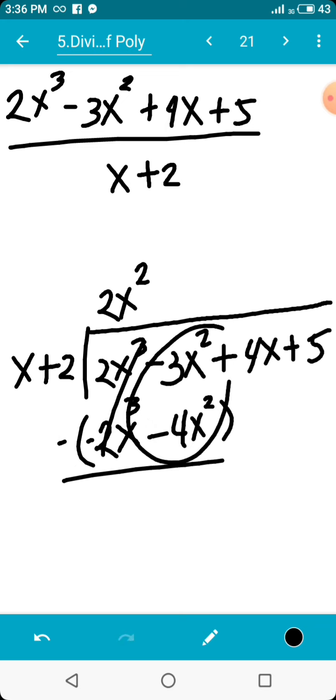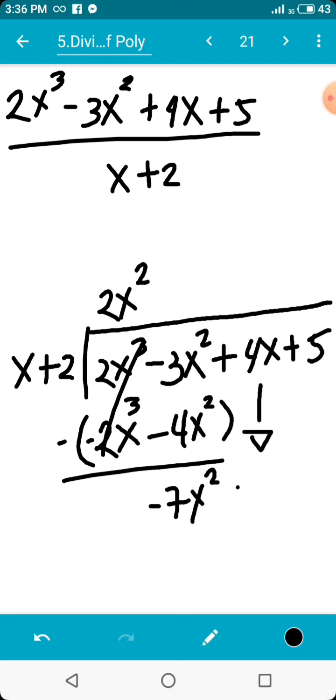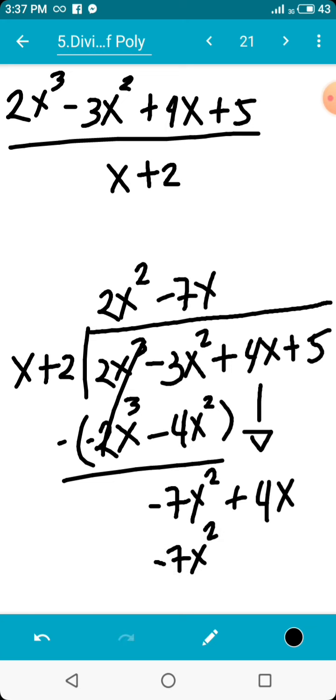And then, we have negative 3x squared and negative 4x squared. So, we have negative 7x squared. Okay? And then, bring down this. So, we have positive 4x. So, divide ulit natin yung negative 7x squared dito sa x. So, that is negative 7x. Negative 7x times ulit natin both. So, we have negative 7x squared, and negative 14x.